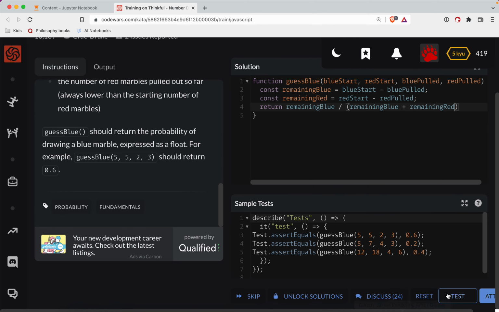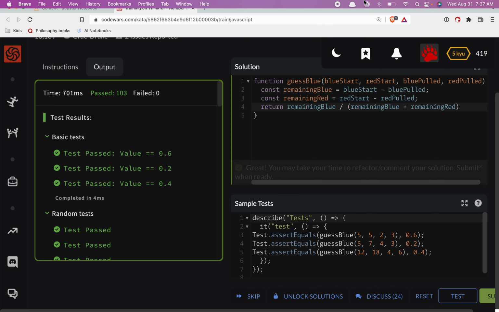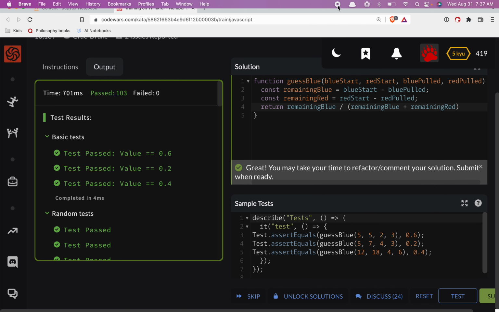All right, so let's test that out. All right, looking good so far. Whoa, I think we solved that challenge faster than it took me to read it. Great job, y'all.